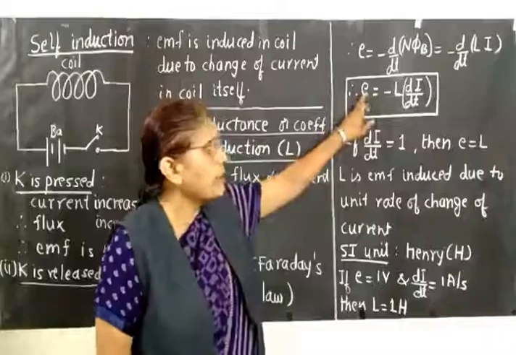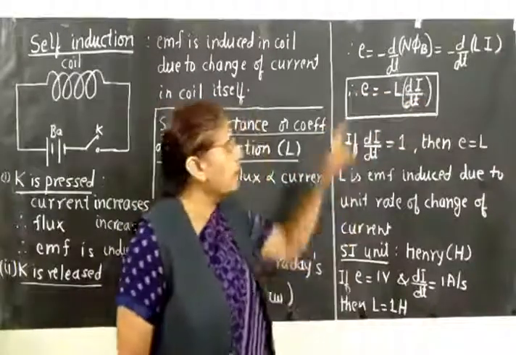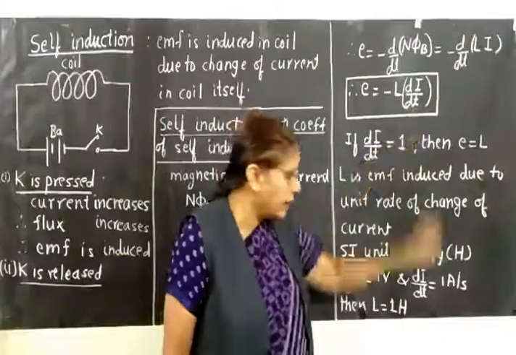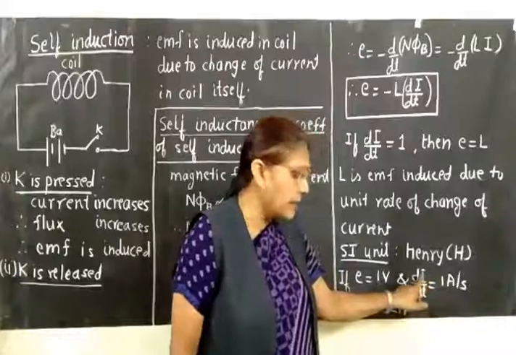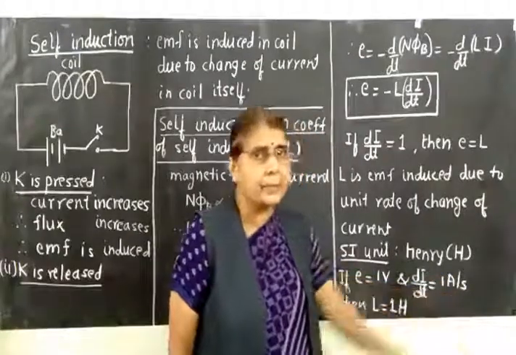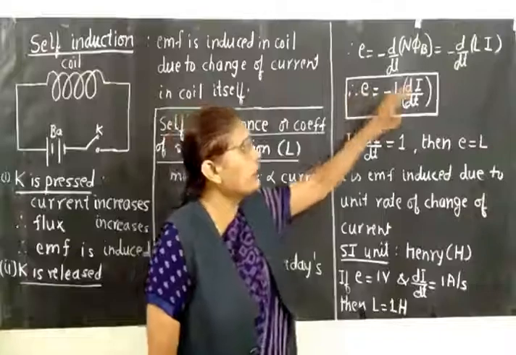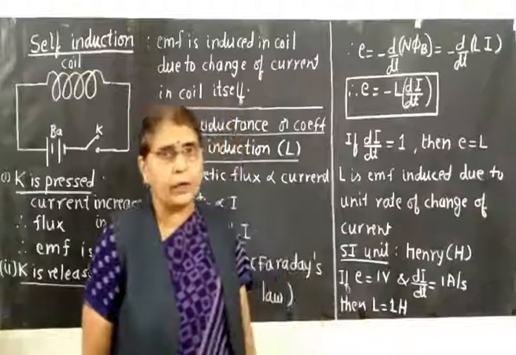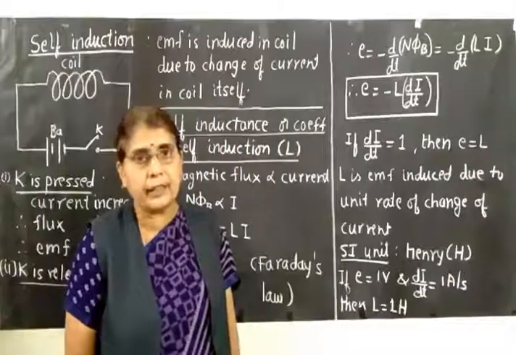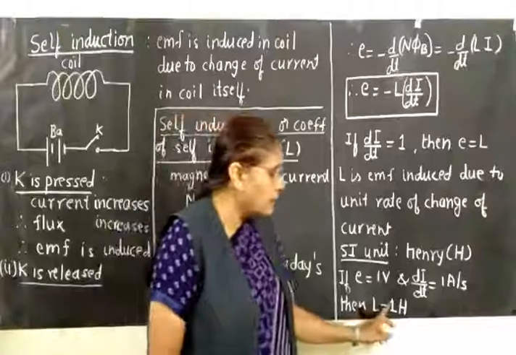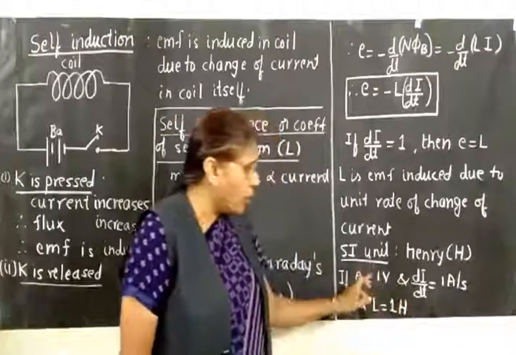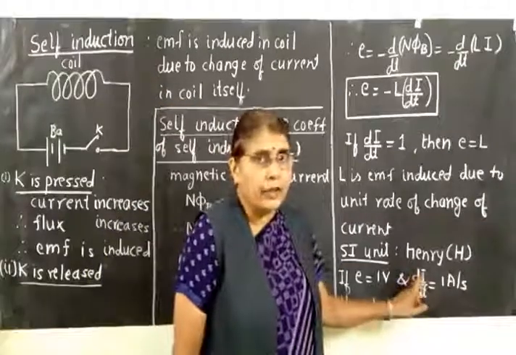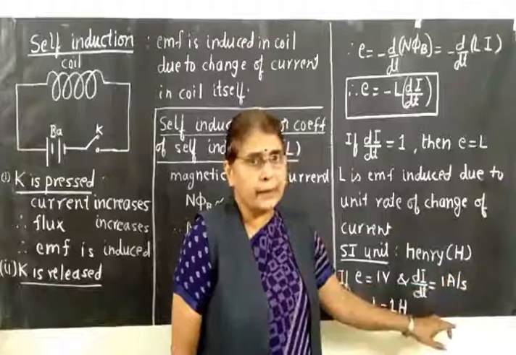Now in this equation we shall put all the units in the SI system. If E equals 1 volt, rate of change of current di by dt is 1 ampere per second. I is current in amperes, t is in seconds, so it is 1 ampere per second. So this value is 1 volt, this is 1 ampere per second. Then L will be equal to 1 Henry. So how will you define 1 Henry? When is the self-inductance said to be 1 Henry? Self-inductance is said to be 1 Henry if 1 volt of EMF is induced in the coil when the rate of change of current is 1 ampere per second.